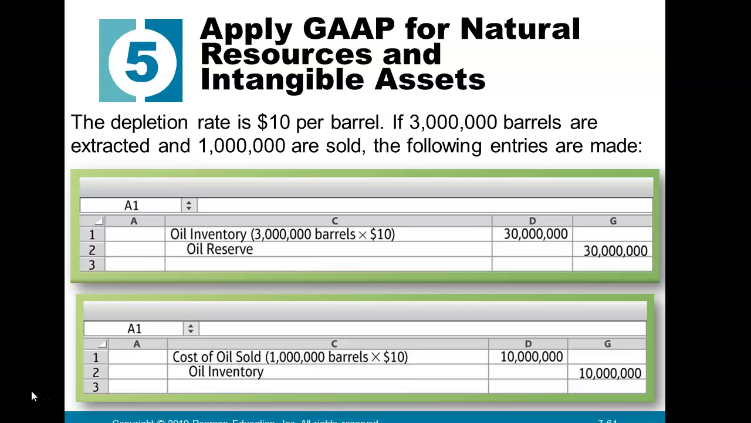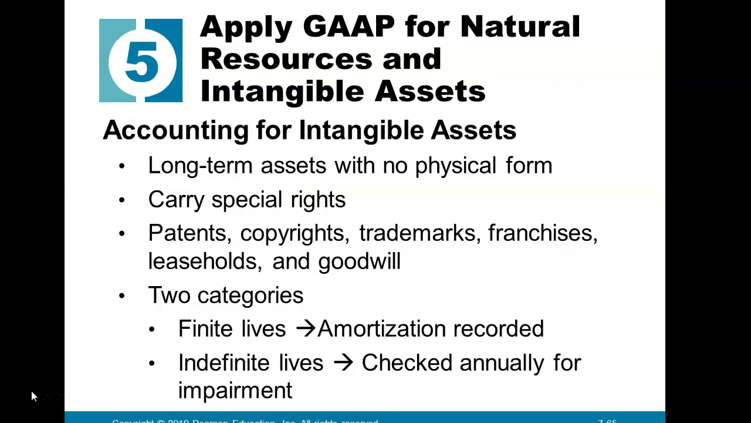The next entry is we're going to record the cost of that barrel. If we sold only 1 million of them, we're going to take that same $10 per barrel depletion rate and multiply it by the 1 million. That's going to be the cost that we incurred. And again, how do we deal with that? We're going to remove it from inventory, the same way we would do cost of goods sold. So again, when we're talking about long-lived assets, we are definitely talking about matching those costs, and spreading it over the time we're going to use it.